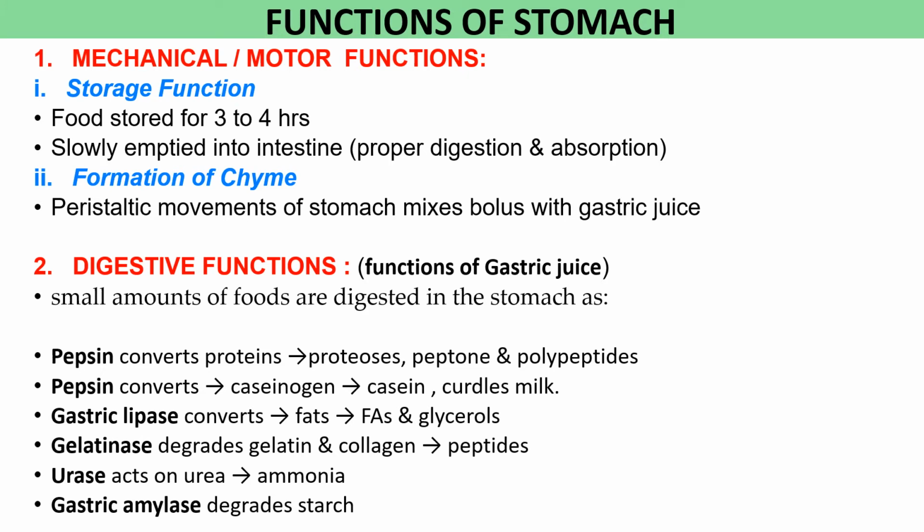Now, the gastric lipase, which is again a component of the gastric juice, converts the fats present in the bolus. It breaks the fats into fatty acids and glycerol. Now the gelatinase degrades the gelatin and collagen component of the food into peptides. The urease acts on the urea and converts it into ammonia, and lastly the gastric amylase helps in the digestion or degradation of the carbohydrate, that is starch.